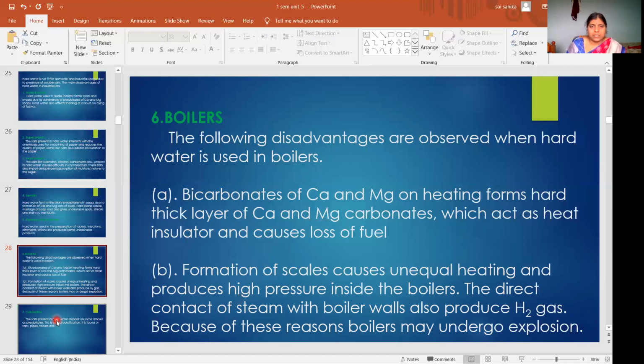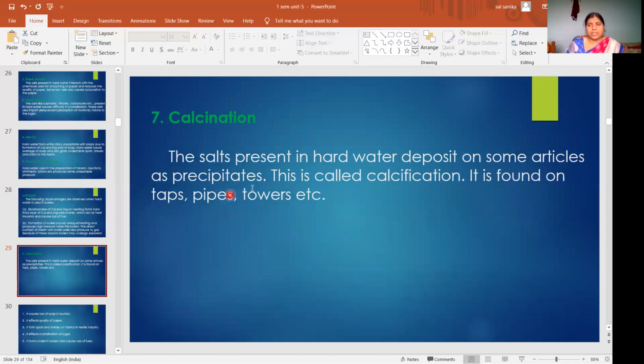And next, last one is calcination. So what is meant by calcination? The salts present in hard water deposit on some articles as precipitates. This is called calcination. It is found on taps, pipes, towers, etc. So whatever salts are present in hard water, they will deposit on the articles. How will they deposit? Like precipitates. Some solid substance will be deposited on the articles. That is called calcination.